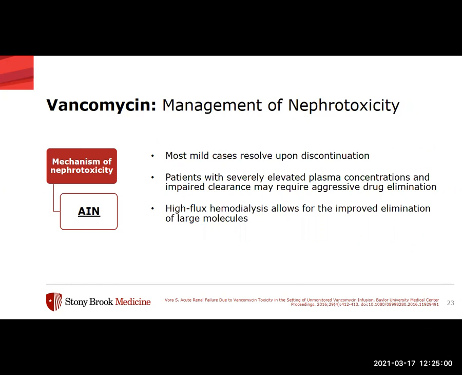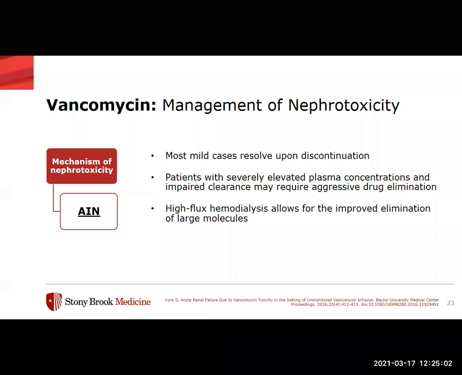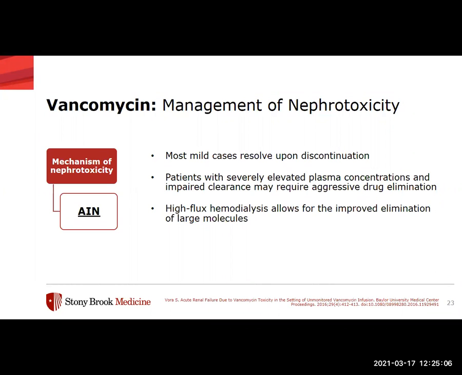In terms of vancomycin-associated nephrotoxicity specifically, most mild cases typically resolve upon discontinuation of the medication. However, in patients with both severely elevated plasma vancomycin concentrations and impaired clearance, the risk of permanent renal damage increases, so aggressive drug elimination may be indicated. High flux hemodialysis allows for the improved elimination of large molecules with a reported vancomycin removal rate of up to 79%.